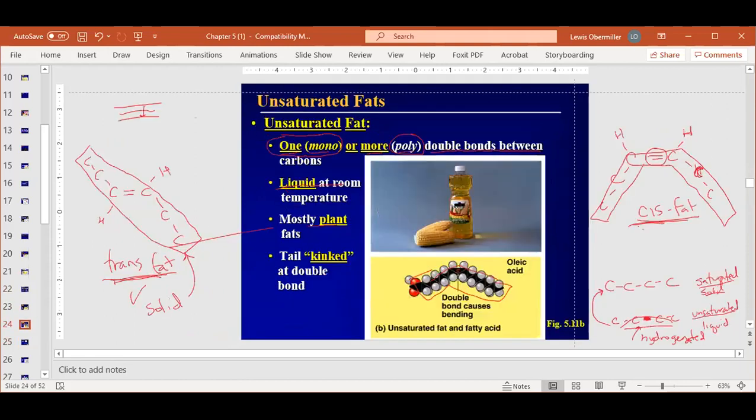The cis and trans thing, I don't care that you know that. I'm just showing you why trans fats are bad. What would you rather have flowing through your blood? Something that's solid at room temperature or liquid at room temperature? Liquid. Yeah. So that's why trans fats and saturated fats are generally bad for you because they can clog up your arteries.